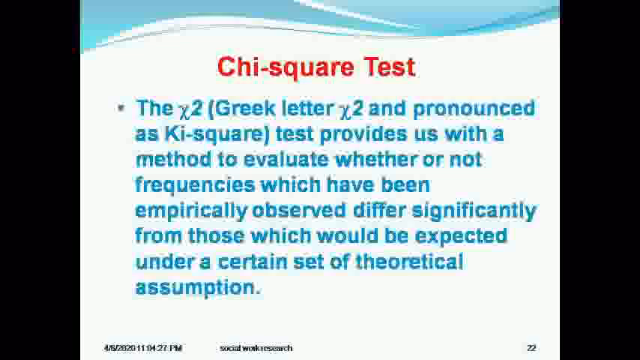Now, what is chi-square? The chi-square test provides us with a method to evaluate whether or not frequencies which have been empirically observed differ significantly from those which would be expected under a certain set of theoretical assumptions. Now, chi-square test is a non-parametric test of significance. This is a widely used test by social workers.